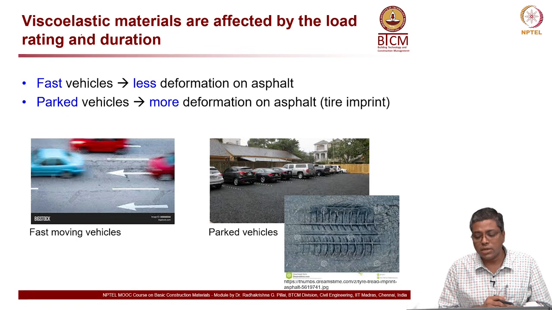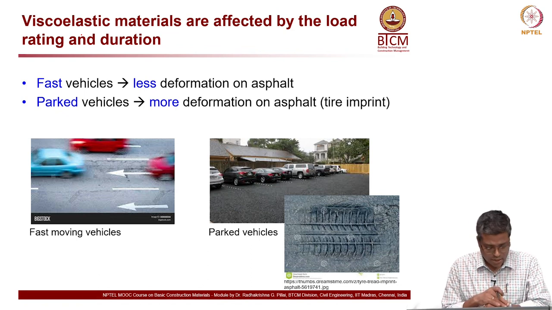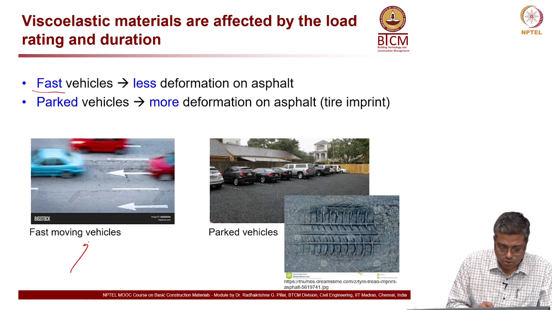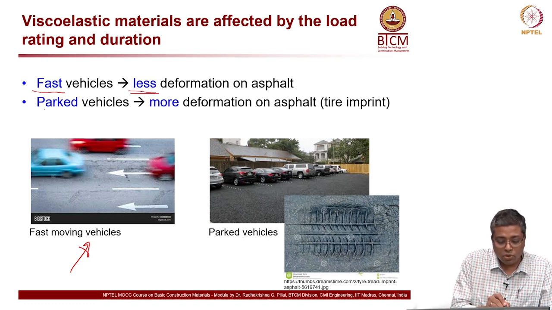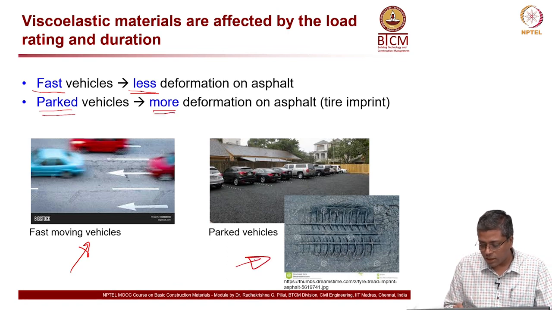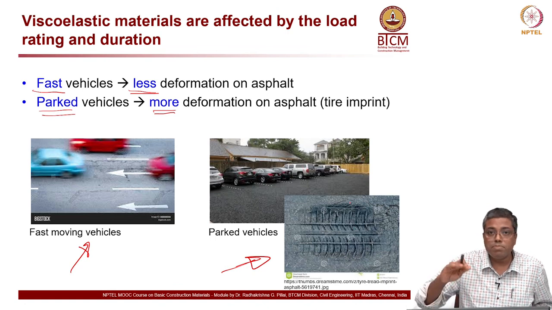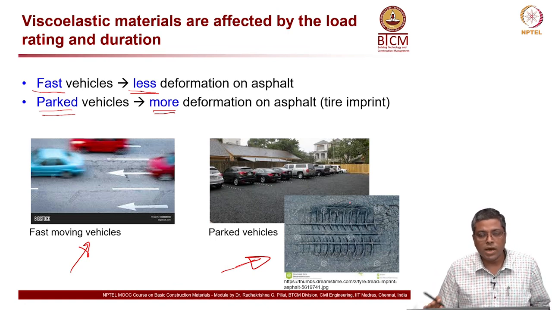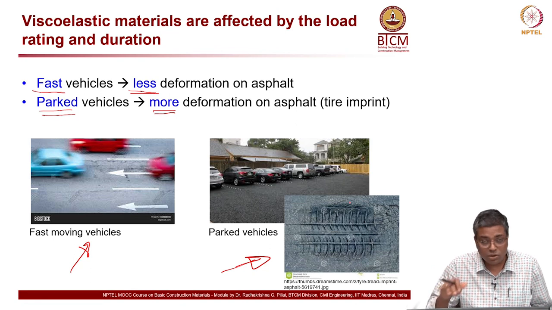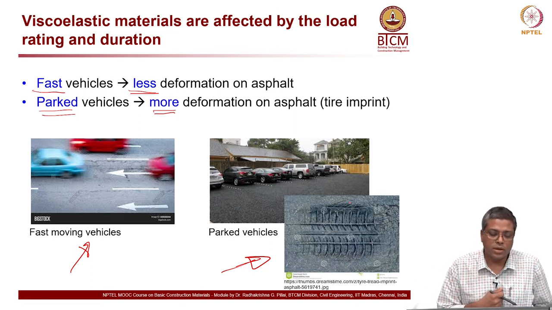Now, viscoelastic materials are affected by the load rate and duration. You can see here, when the vehicles are moving very fast as shown in this picture, the deformation is less. When you have a parked vehicle, you will see more deformation, like you see in the marking here. You can see imprints of vehicles. If you imagine you park during the summer and there is some bleeding on the road, the tar bleeding or the bitumen bleeding, you will see the imprint of your vehicle's wheel.